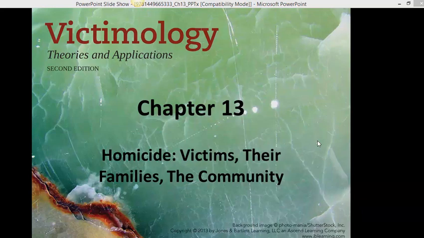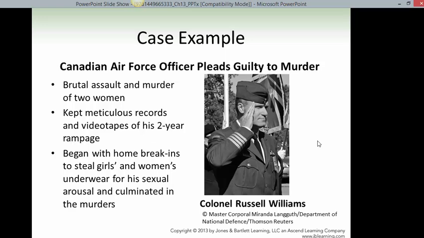Victimology, Theories and Applications, Chapter 13: Homicide, Victims, Their Families, the Community. Case example: Canadian Air Force officer pleads guilty to murder, brutal assault and murder of 2 women, kept meticulous records and videotapes of a 2-year rampage, began with home break-ins to steal girls' and women's underwear for sexual arousal and culminated in the murders. This is Colonel Russell Williams.